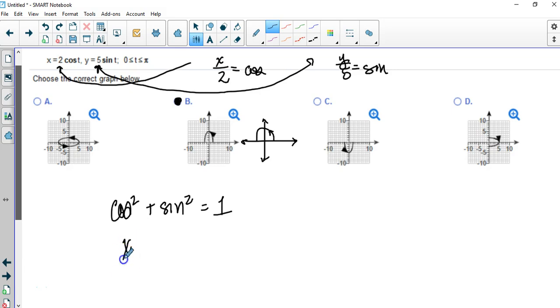So now I can just go ahead and square it. And I got x squared over 4 plus y squared over 25, and that's equal to 1. And that is the equation of my ellipse.